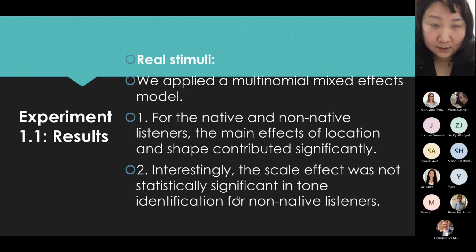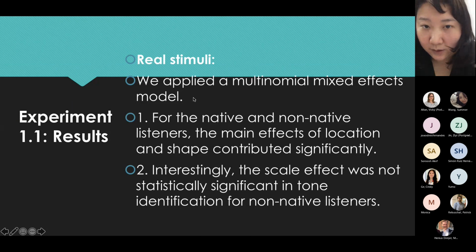So first of all, let's take a look at the set that contains the real stimuli. We have the real tones produced by 34 Cantonese speakers. So we applied a multinomial mixed effects model. We applied this model because we have three choices in the tone identification task. Usually if you have two, then you have a logistic mixed effects model, but we have three, so we need to use a multinomial mixed effects model.